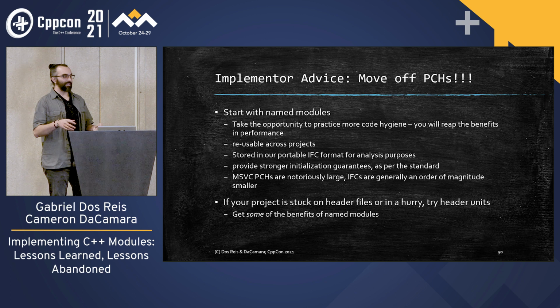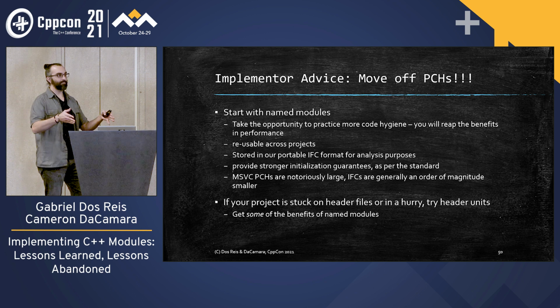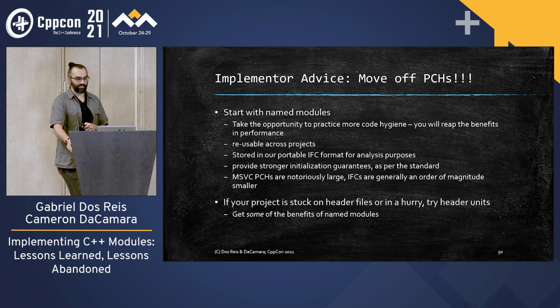So you'll see PCHs which grow up to 2.5 gigabytes sometimes, and sometimes you can't even remap them back in because they're so big. And that's like a huge problem. IFCs are generally magnitudes smaller than that. We've seen 2.5 gigabyte PCHs translate to 600 megabyte or less IFCs.